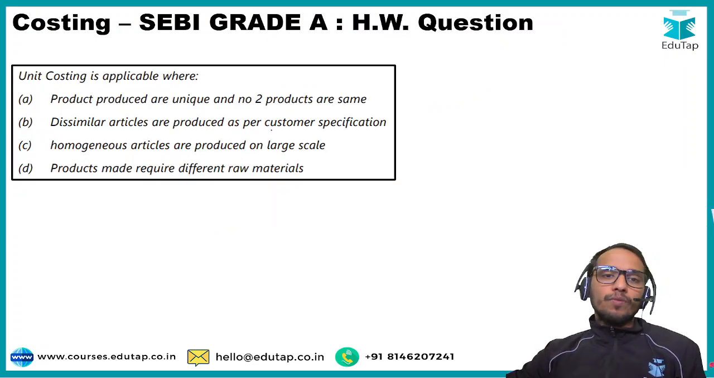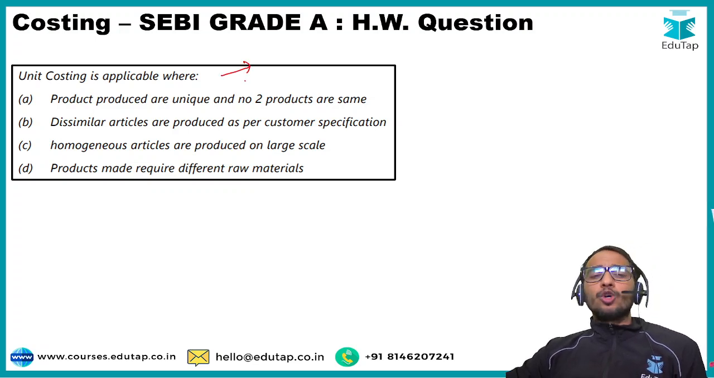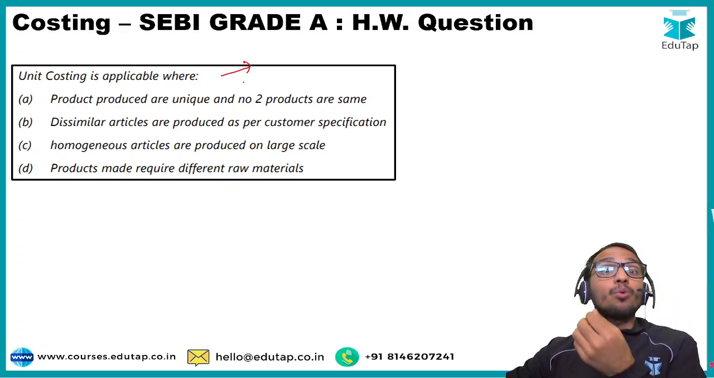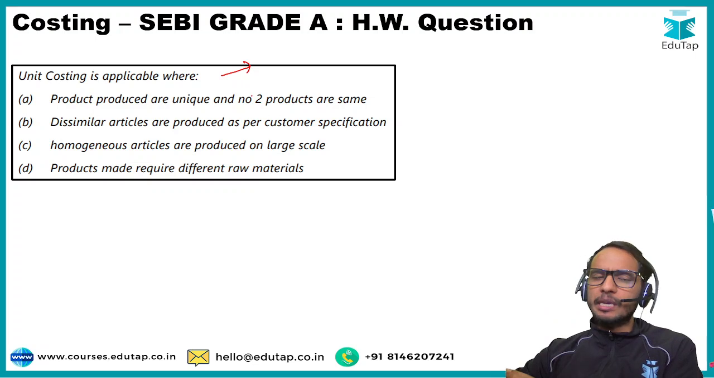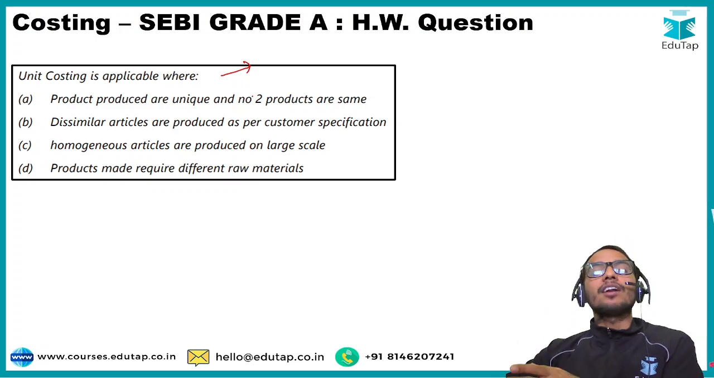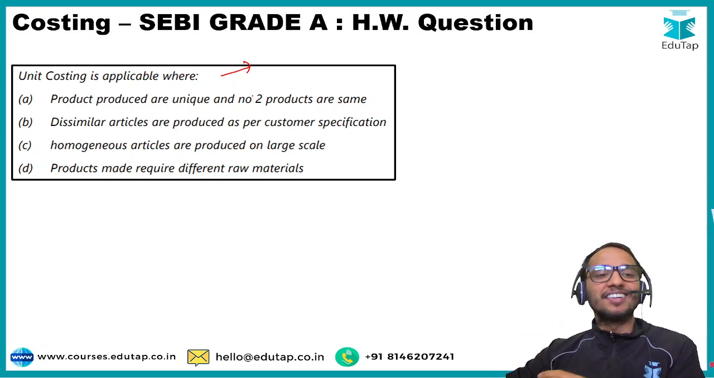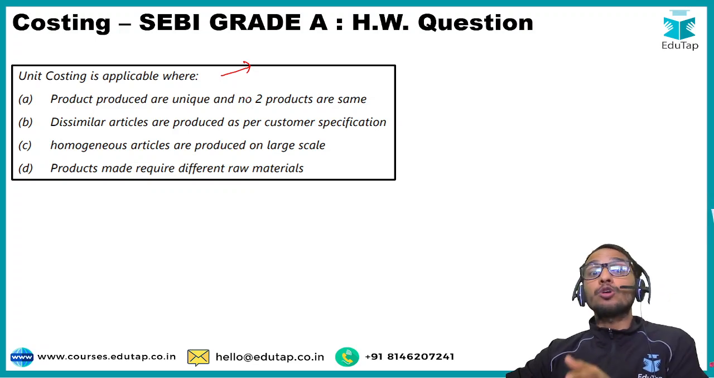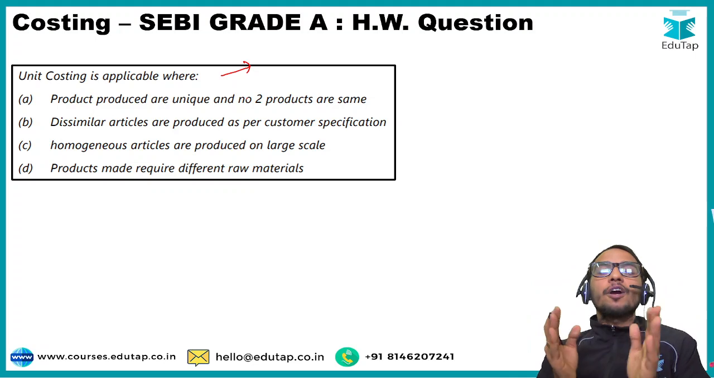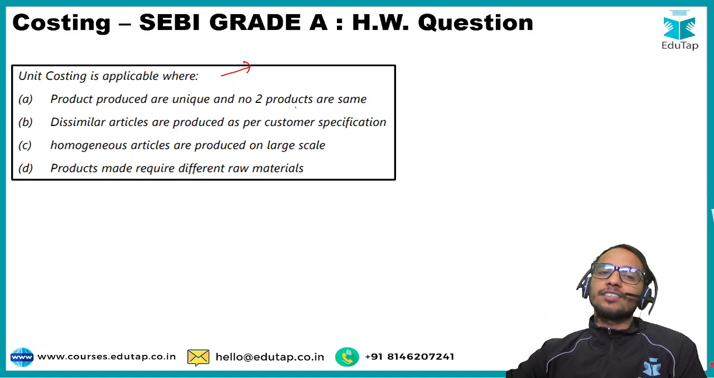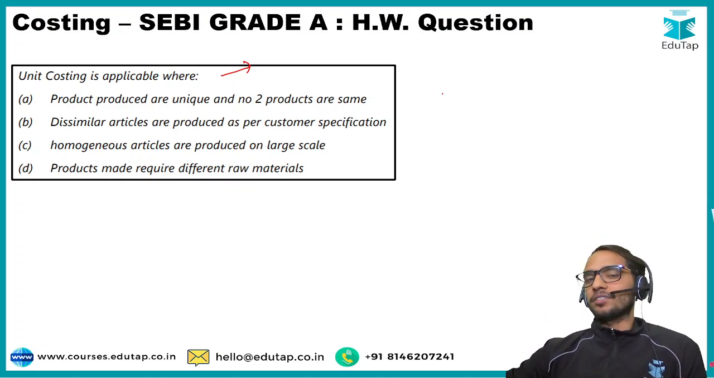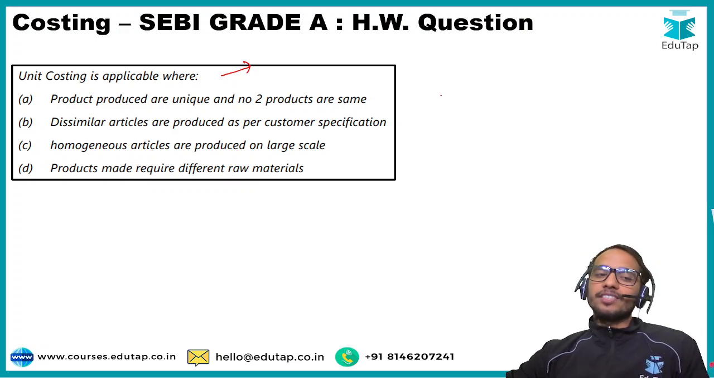Now comes your homework question, which says unit costing is applicable where? Very good question. Products produced are unique and no two products are the same. Dissimilar articles are produced as per customer specification. Third option says homogeneous articles are produced on a large scale. And D option says products made require different raw material. So what is the correct answer? I want to know from all of you in the comment section what is the correct answer of this particular question. That is your homework question, right? So whether it is A, B, C or D, let me know in the comment section.